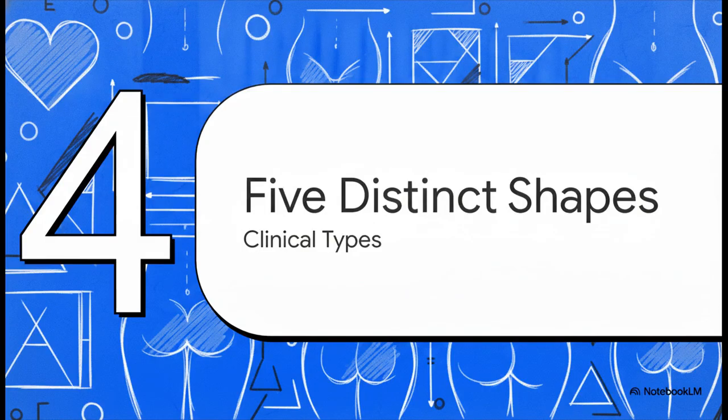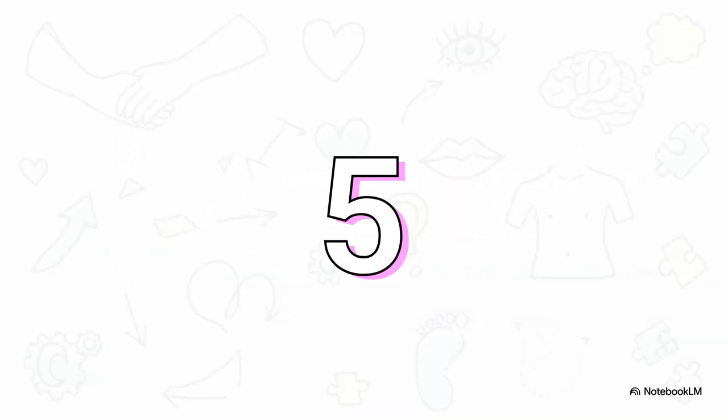All right, number 4, the 5 distinct shapes. Plastic surgeons and body geometry experts actually use those exact biological factors we just talked about to categorize shapes into very specific clinical types. And there are exactly 5 of them. 5 main anatomical categorizations for buttock shapes. We're going to break down the structure and science of every single one right now.